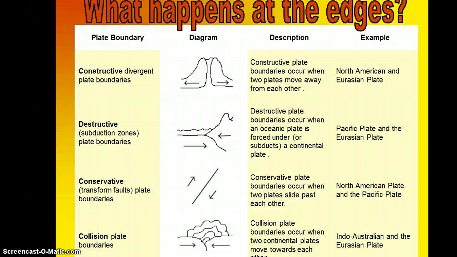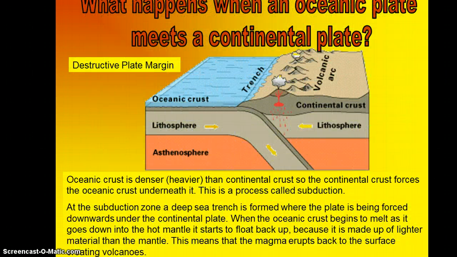There are conservative plate boundaries where the 2 plates run alongside each other. Our example of this is the San Andreas Fault in America. And there are collision plate boundaries where 2 continental plates, 2 land plates, push together and form mountains, for example, the Himalayas.